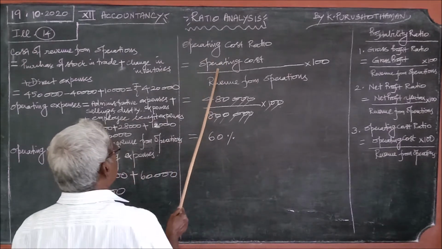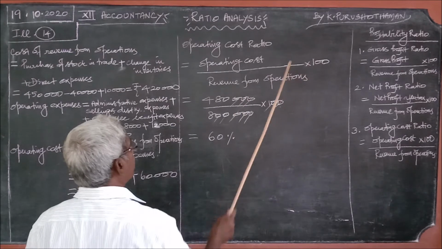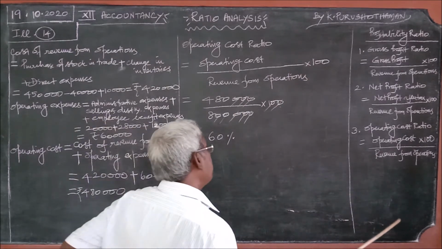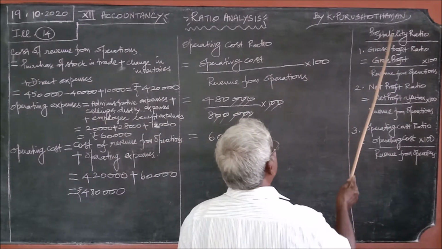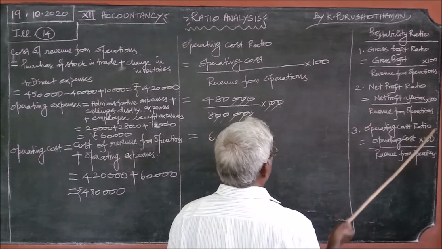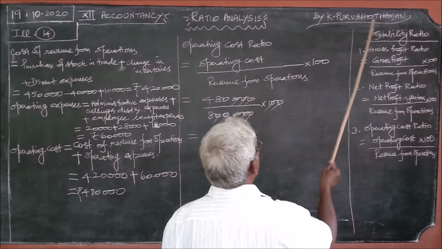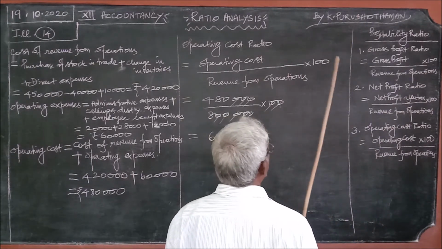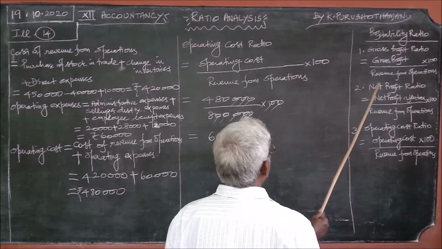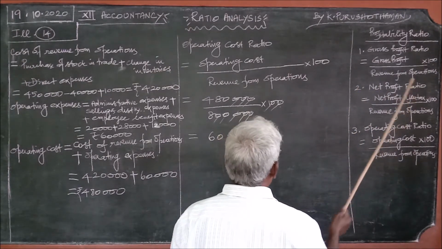This is the formula: operating cost by revenue from operations into 100. So you can easily remember all the formulas. If it is gross profit ratio, it is gross profit by revenue from operations into 100, always in all the formulae, because it is given in percentage. Then net profit ratio is net profit by revenue from operations. Of course, you can add the word after tax.